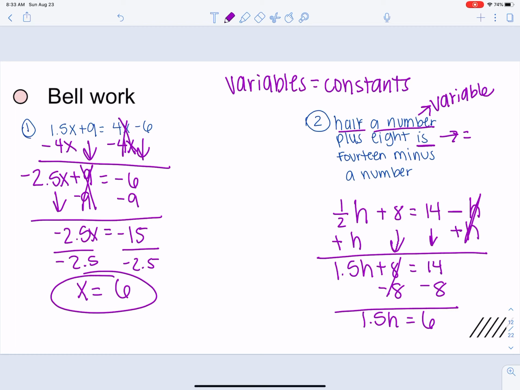And then finally, I'll do 6 divided by 1.5. I'm actually doing both sides divided by 1.5. And so my variable here is equivalent to 6 divided by 1.5, which is 4. And that's it for our bell work review.